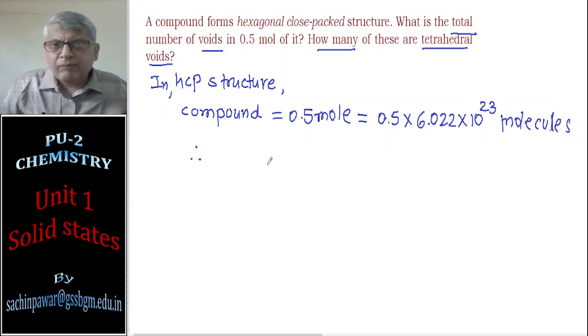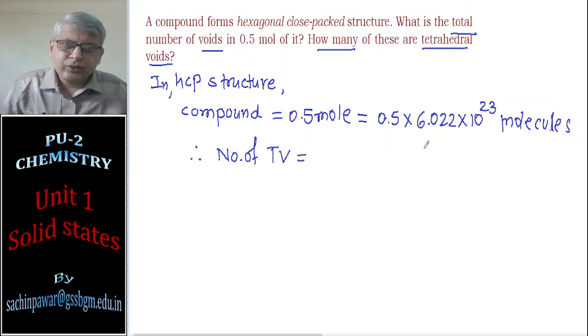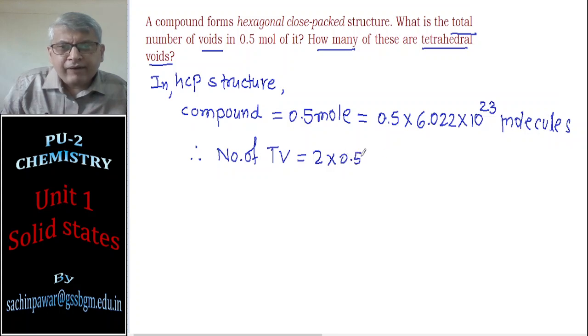What is the total number of voids? They have asked me the total number of voids, and they have asked me for tetrahedral voids. So the number of tetrahedral voids will be equal to how much? Double of this. So it is 2 into 0.5 into 6.022 into 10 to the power 23.